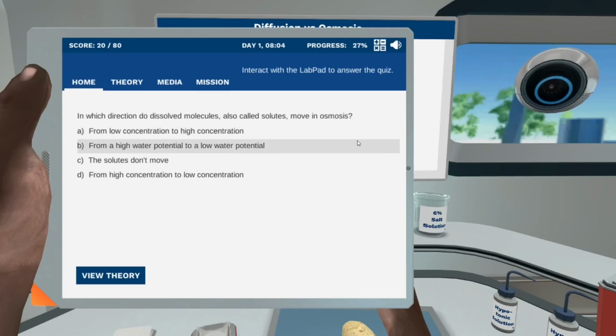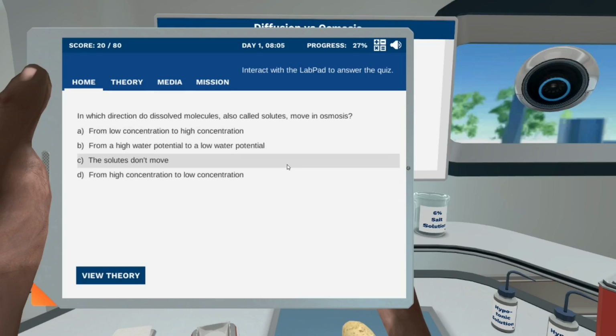A. From low concentration to high concentration. B. From a high water potential to a low water potential. C. The solutes don't move. D. From high concentration to low concentration.